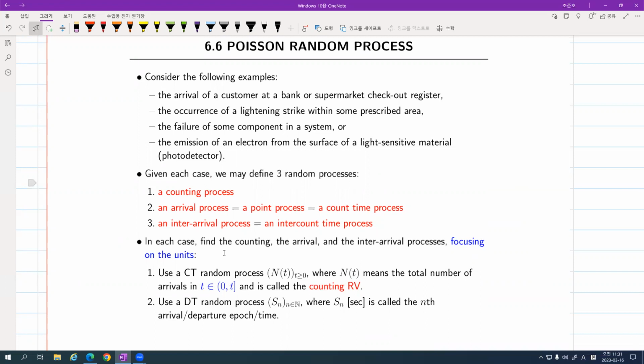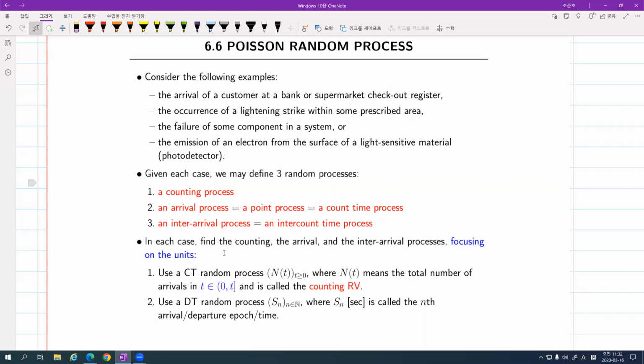Okay, so for example, your bank opens at 9 a.m. and that is time 0. Of course, no customer in your queue. Then it opens and suddenly some guy comes up to your queue at 9 a.m. 2 seconds. And that time instant becomes what? The first arrival time, or the first count time. Got it? Sometimes we say arrival time or count time. Got it? And then the second customer arrives, third, fourth.